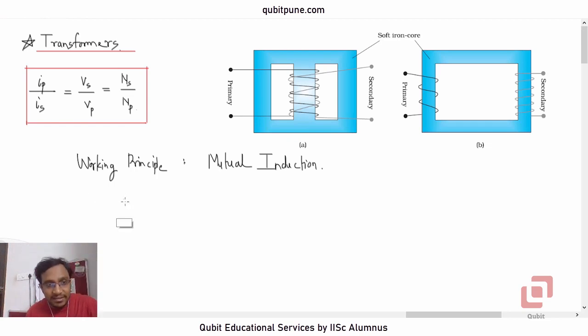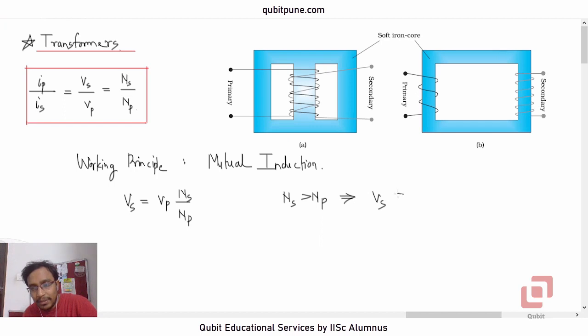So let me write Vs here. It is Vp into Ns upon Np. When Ns is greater than Np, that means when you have more turns in the secondary coil than in the primary coil, then Vs will be greater than Vp. This corresponds to a step up transformer. The other case is Ns less than Np, which implies that Vs will be less than Vp, and this is called a step down transformer.